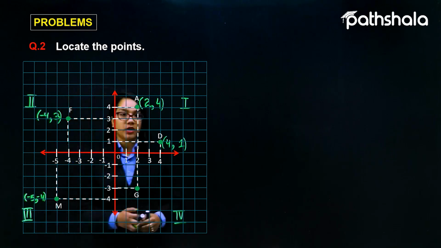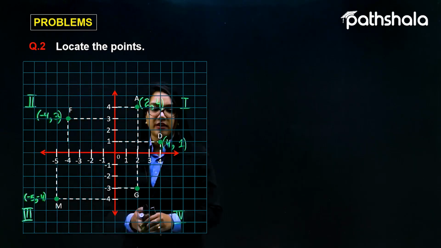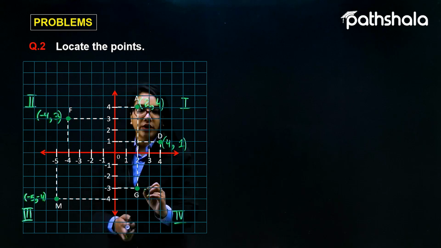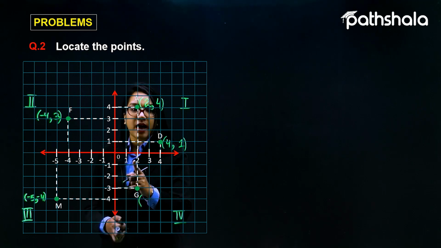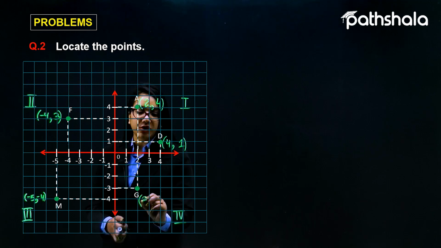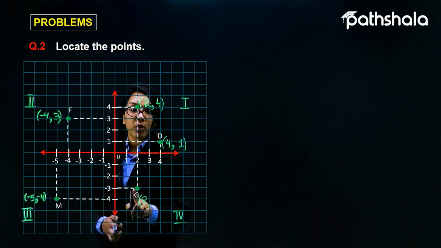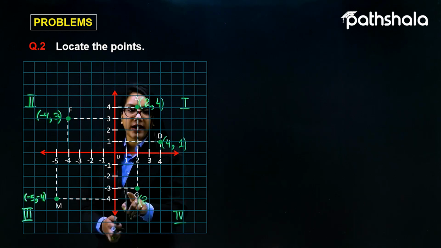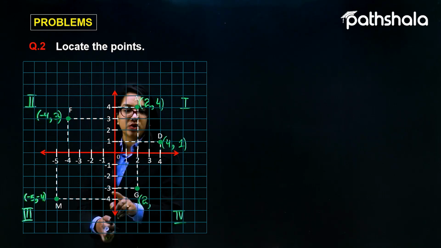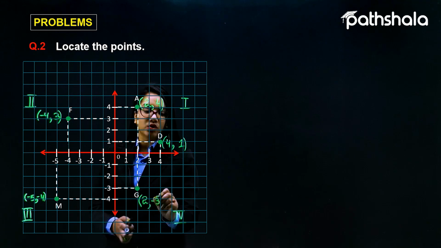Let's move on further to the point G. As G is lying in the fourth quadrant, let's see the coordinates of the point G. First of all, wherever it is joining with the x-axis, that will be the abscissa. It is joining with the point 2, which is positive. Furthermore, the ordinate is minus 3, because it is joining with the y-axis at the point minus 3. So this is 2, minus 3.